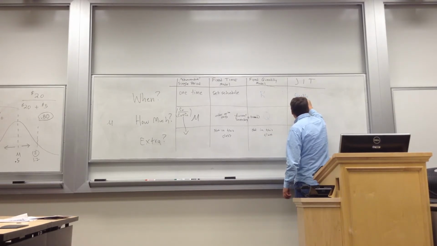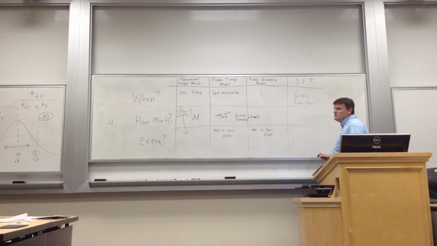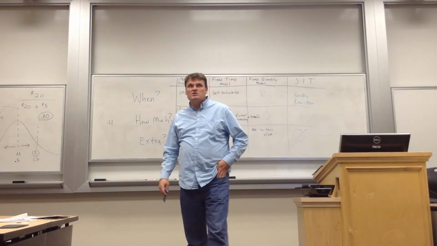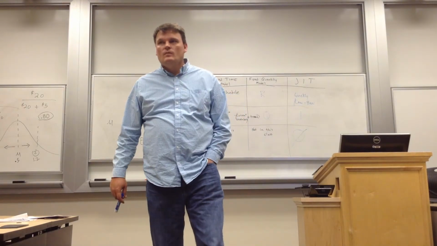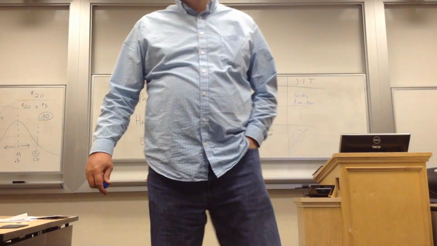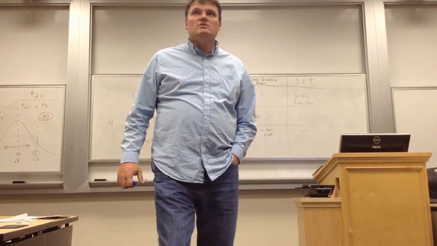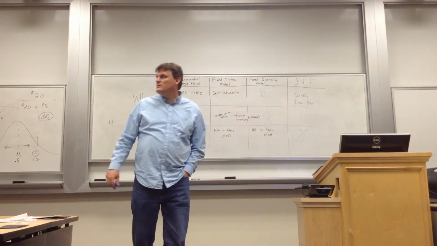This is where we use Kanban. How much do we order? Ideally, one. How much extra do we order? One of the key targets for JIT is safety stock. We want to get rid of as much safety stock as we can. Any questions? That's inventory. Very quickly.